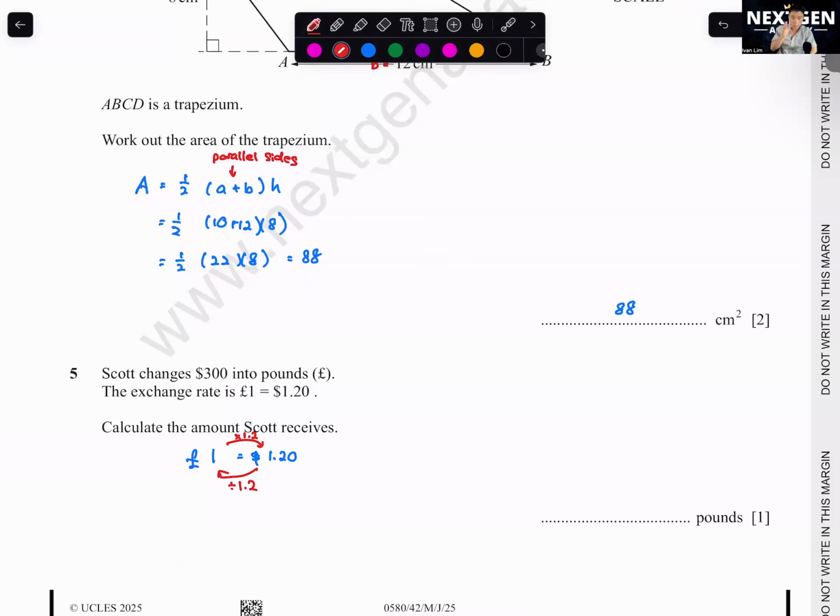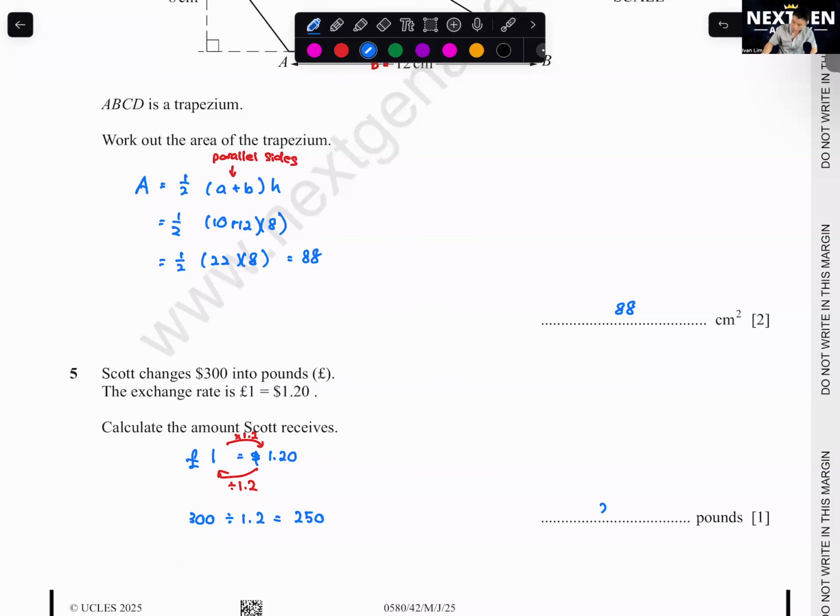This one we call a 1 to n type of ratio. So since they want us to change $300 to pounds, we will divide by 1.2. $300 divided by 1.2, we'll get 250 pounds.